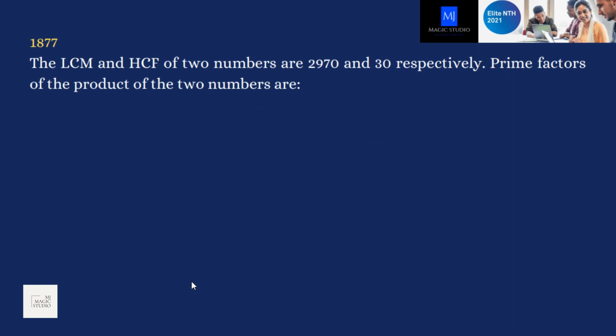One more question from a different screen on LCM and HCF. The LCM and HCF of two numbers are 2970 and 30 respectively. Find the prime factors of the product of the two numbers. We know that the product of the two numbers is LCM into HCF, 2970 into 30. We just need to find how many prime numbers there are in this particular product.